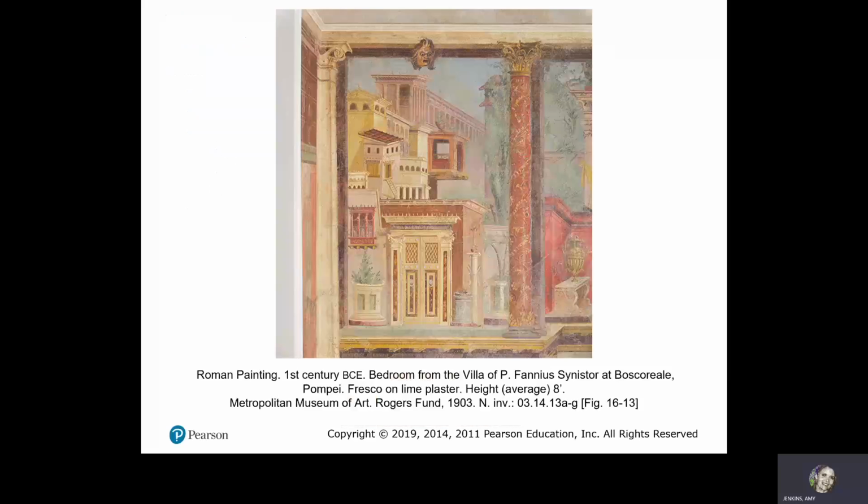Here's a Roman painting, 1st century BCE, bedroom from the villa of P. Fannius Synistor at Boscoreale, Pompeii. This is fresco on lime plaster, height average 8 feet. You can see the perspective.